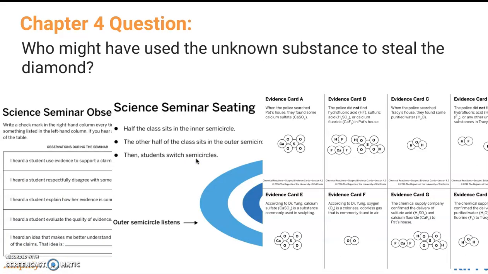Students are then presented with 3 suspects, each of whom might have made hydrofluoric acid using substances ordered from a chemical supply company. On the second day of this investigation, students determine whether or not any of these suspects could have made hydrofluoric acid using the substances they ordered. Students leverage their knowledge of how atoms rearrange during a chemical reaction to create models that distinguish between suspects who could and could not have made hydrofluoric acid.